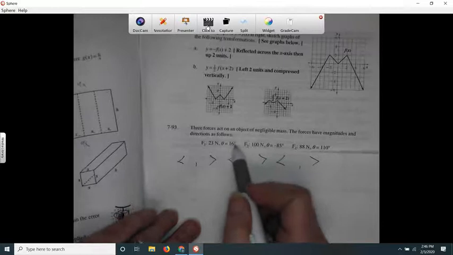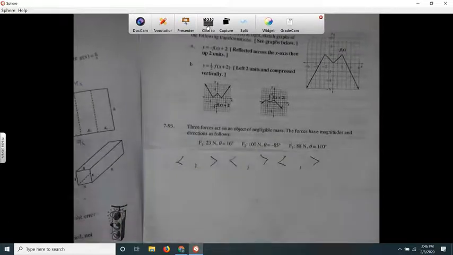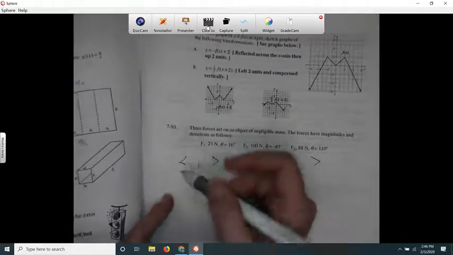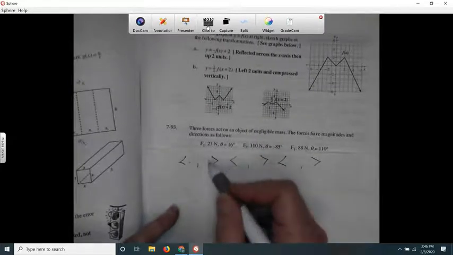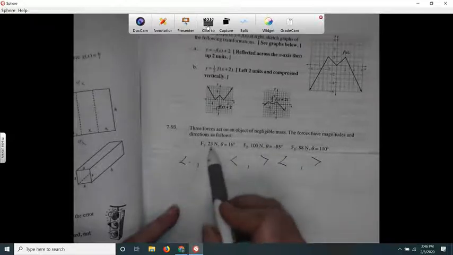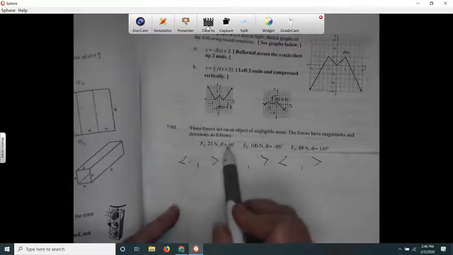So they're easy, though. You can put these in component form. I'm not going to draw triangles anymore. I'm just going to use my calculator. I know I can use cosine to get this part and sine to get this part. So this will be 23 cosine of 16.